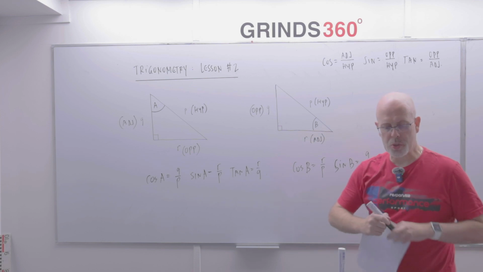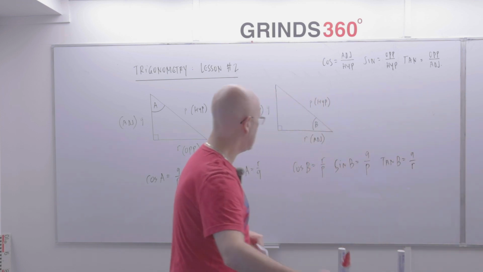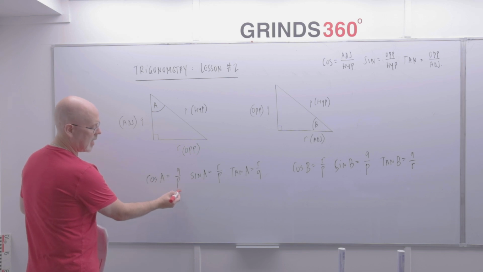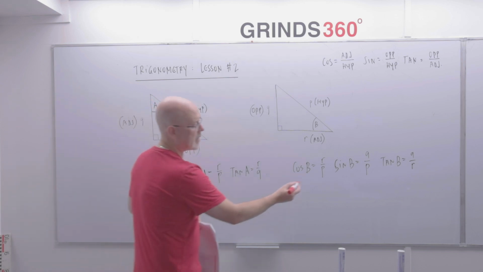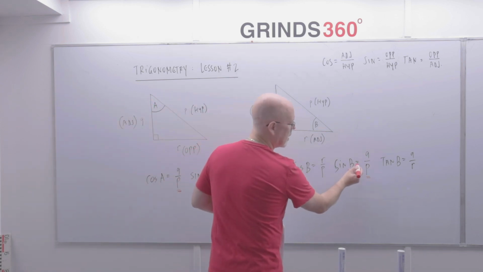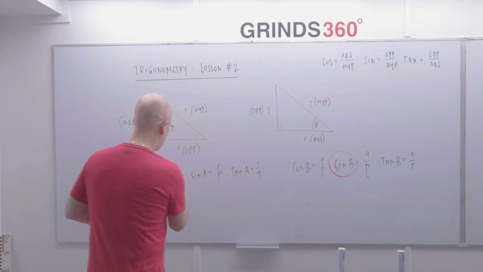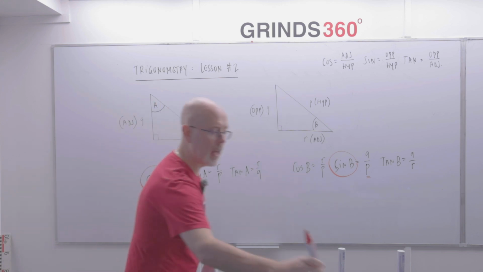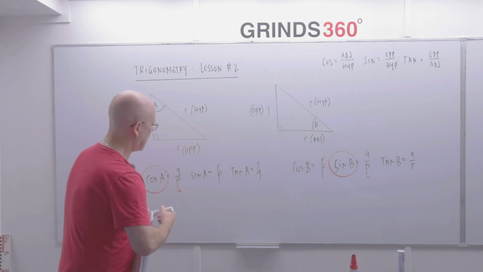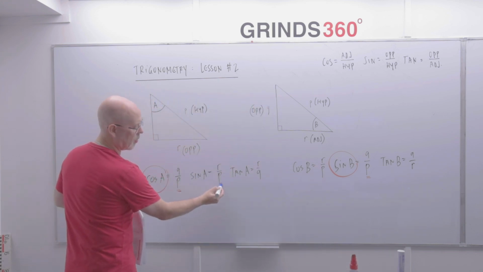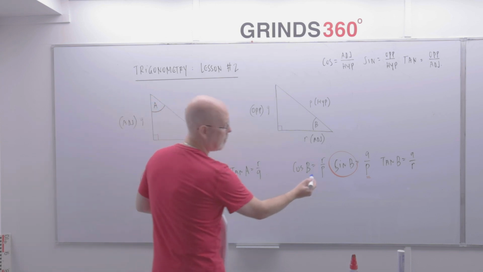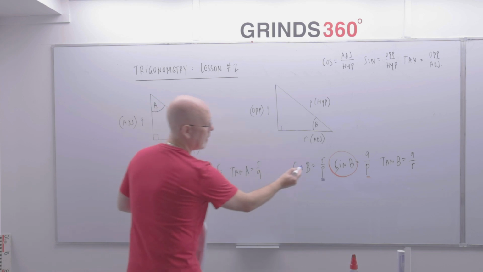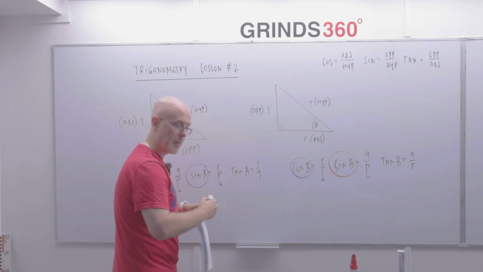It's worth highlighting for you here that the cosine of A is Q over P, and the sine of B is Q over P. So the sine of B and the cosine of A are the same as one another. And you'll notice as well that the sine of A is R over P, and the cosine of B is R over P. So again, the sine of A and the cosine of B are the same.